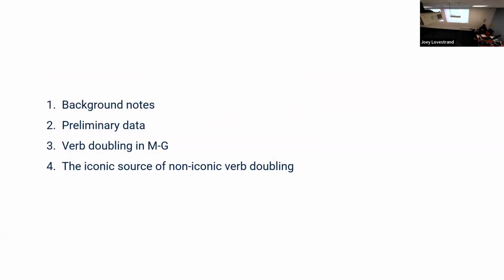So this is the outline of the talk. First, background notes. Then I'm going to introduce some data just for us to get familiar with the phenomenon. Then I'm going to zoom in on the verb doubling construction itself in those languages. Finally, I'm going to discuss the iconic grounding of the process, making reference to the treatment of such phenomena in the literature.